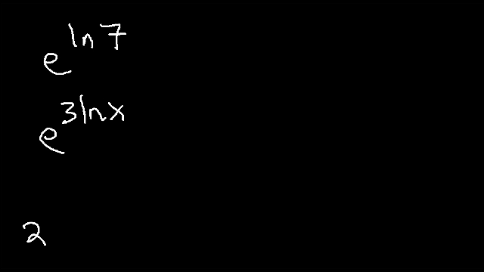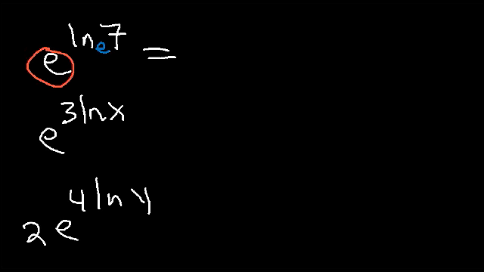Try these. e to the ln 7, e to the 3 ln x, and 2e to the 4 ln y. So what's e to the ln 7? Notice that the base of natural log is e. Whenever a base is raised to an exponent that contains the base of itself, those two bases will cancel, and the answer is simply 7.